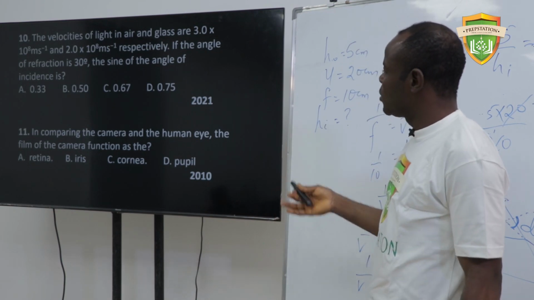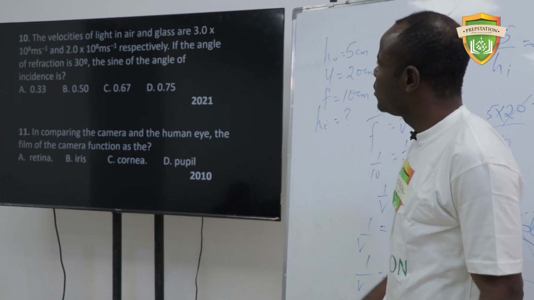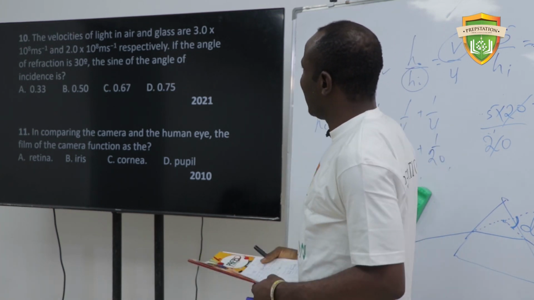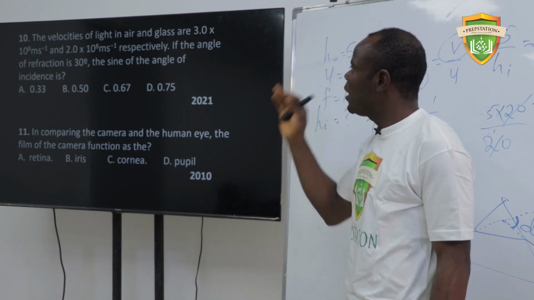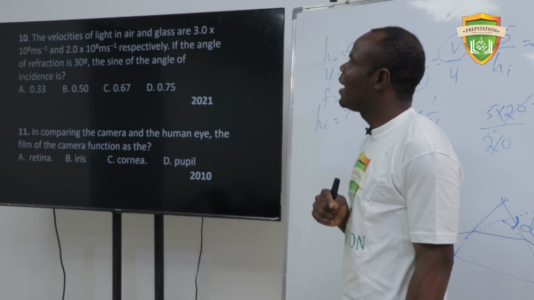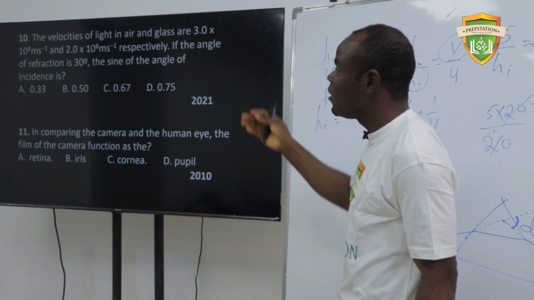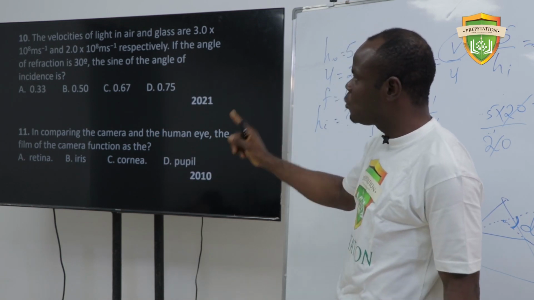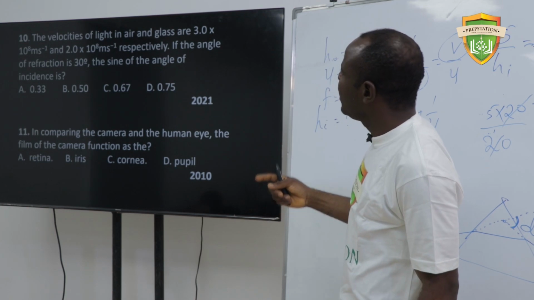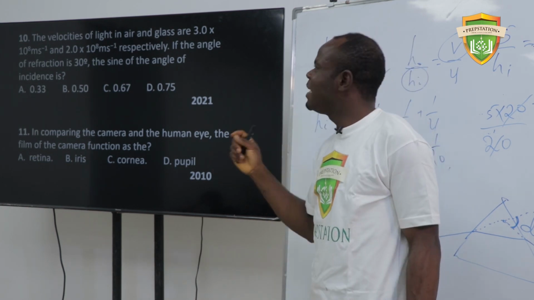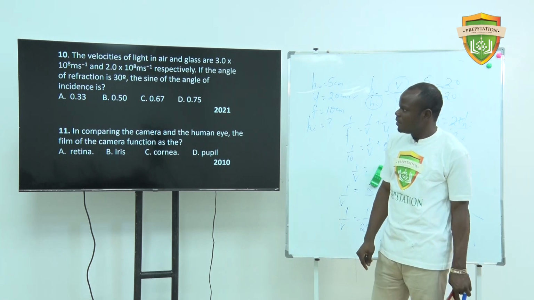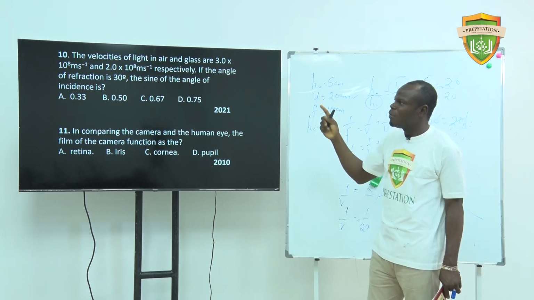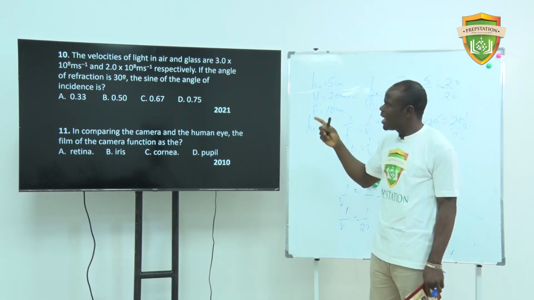All right, this one is a recent one, 2021. It says the velocities of light in air and glass are 3 times 10 raised to the power of 8 meters per second and 2 times 10 raised to the power of 8 meters per second, respectively. That tells you in air it's 3 times 10 raised to the power of 8, and in glass it is 2 times 10 raised to the power of 8. The question is, if the angle of refraction is 30 degrees, we are now to determine the sine of the angle of incidence.